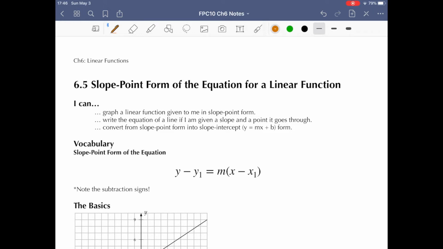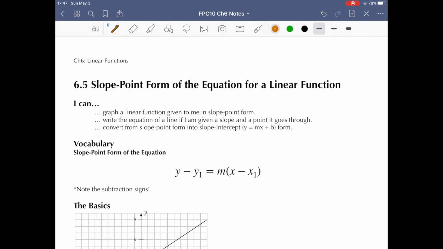Hello, this is Mr. Stein, and in this video we're going to look at section 6.5, the slope point form of the equation for a linear function. After you're done this lesson, you should be able to graph a linear function that's given to you in point slope form. Write the equation of a line if I'm given a slope and a point it goes through, convert from slope point form into slope intercept y equals mx plus b form.